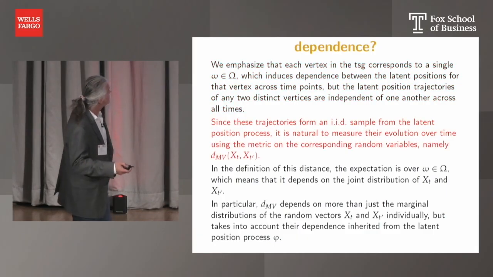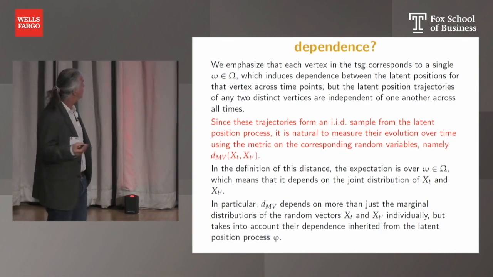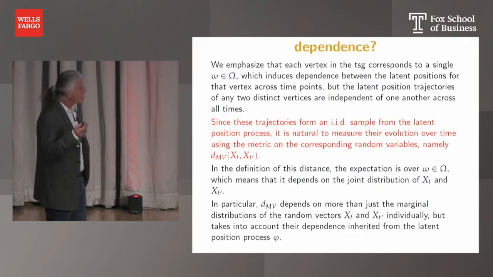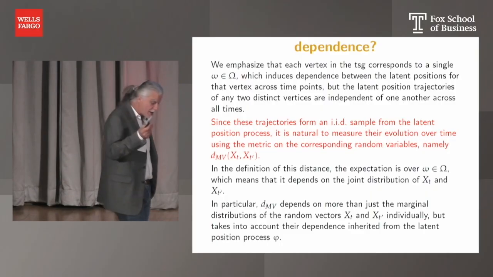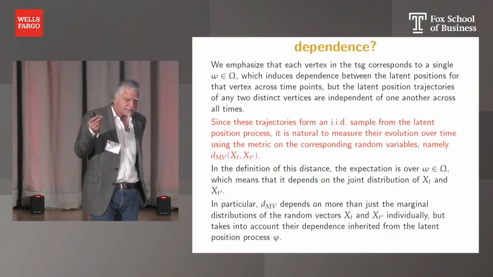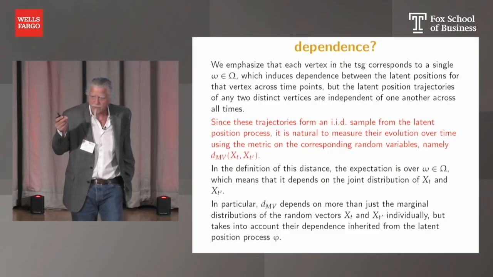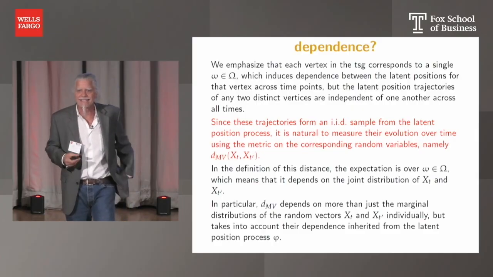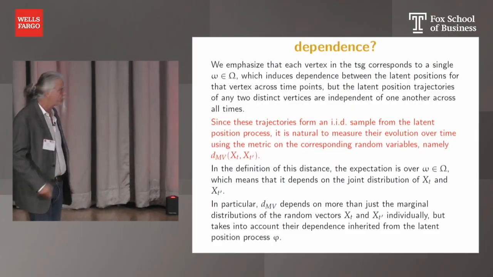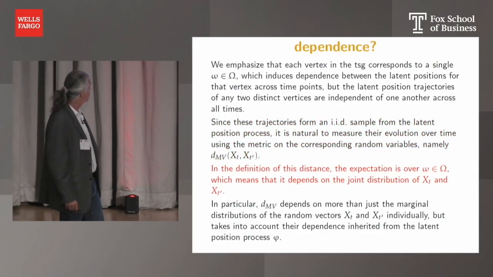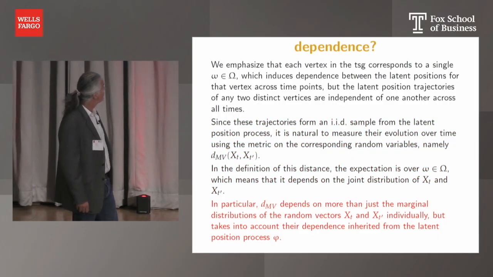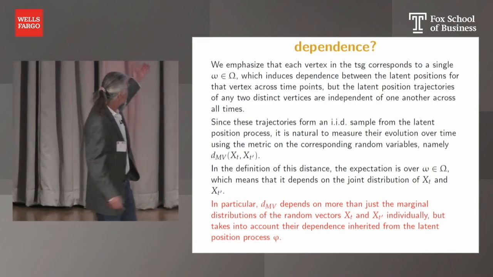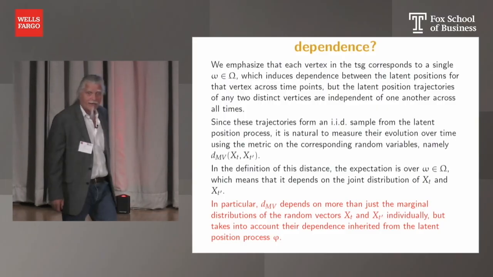The trajectories are an IID sample from the latent process, and so we can study the dependence across time, but we can study just the distance function on the latent position process at xt versus xt prime. And so we can get our hands on how this network is evolving based on the model that we've just described. And we've come up with a distance that depends on more than just the marginal distributions, but takes into account their dependence inherited from the latent process.